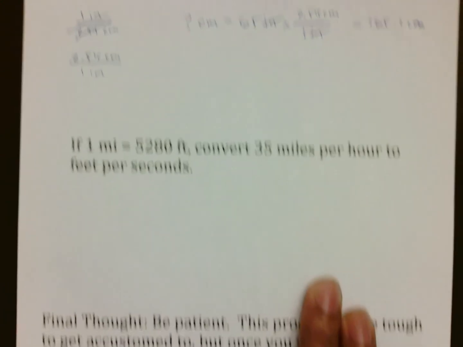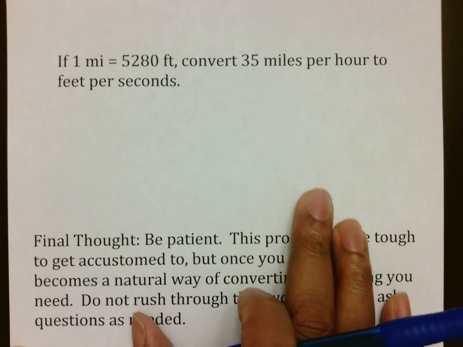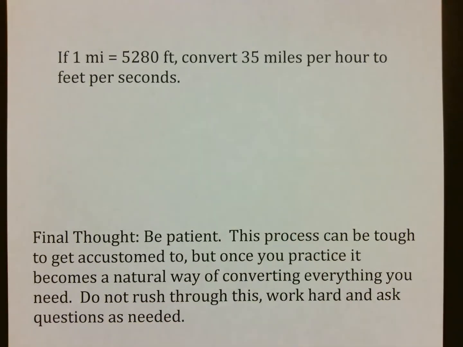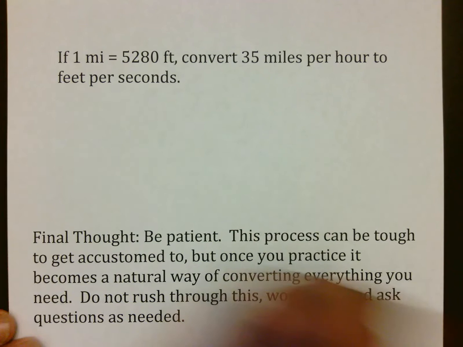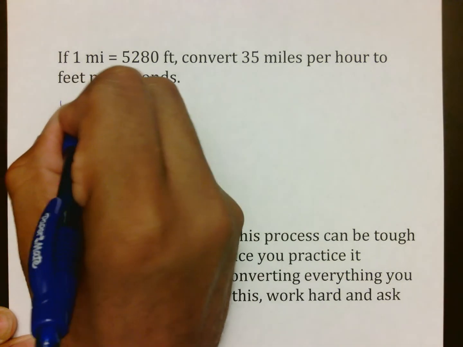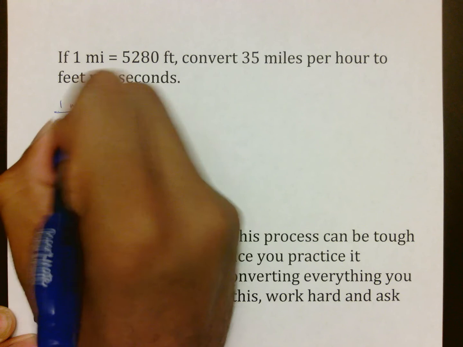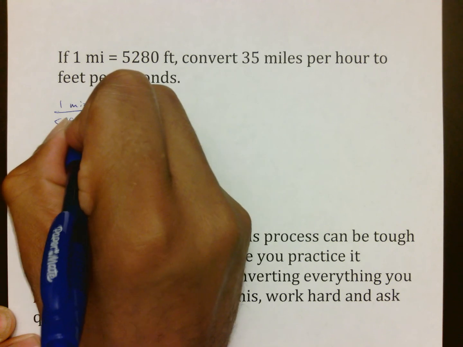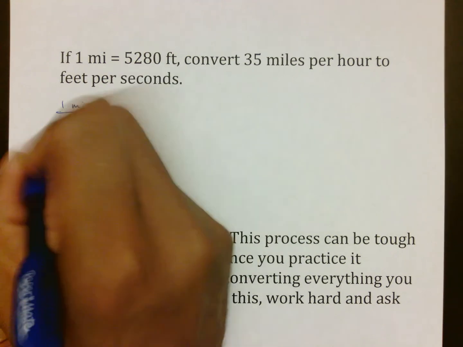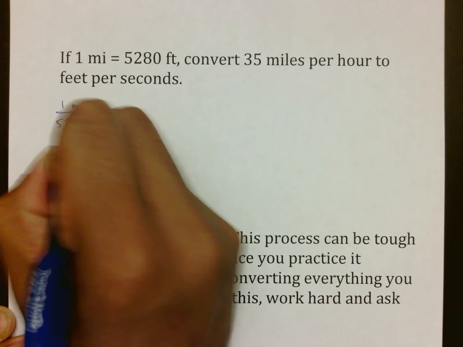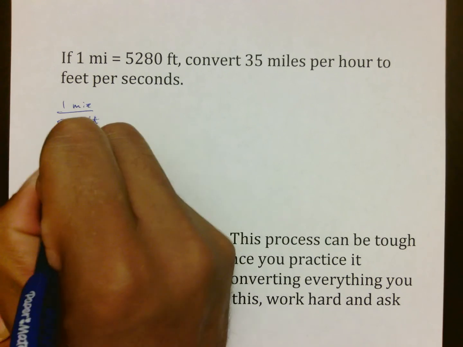But again, there is one on the homework for you ambitious kids, the students that just love to try to figure things out. And this is it. It has 1 mile equals 5,280 feet. The first thing I'm going to do is make that ratio. So 1 mile equals 5,280 feet, or 5,280 feet equals 1 mile.